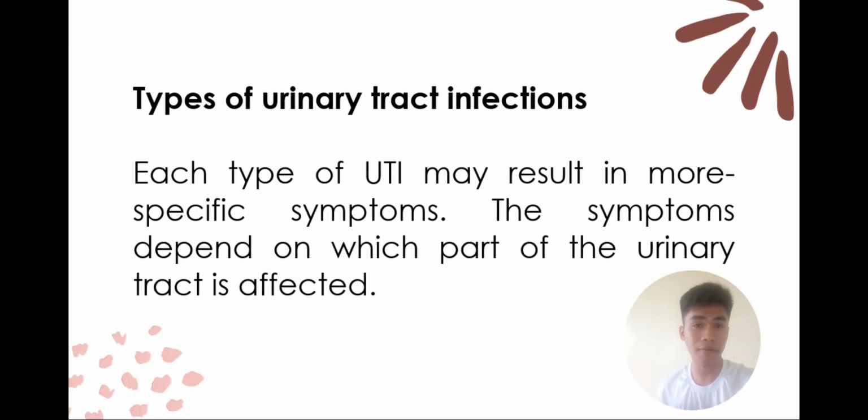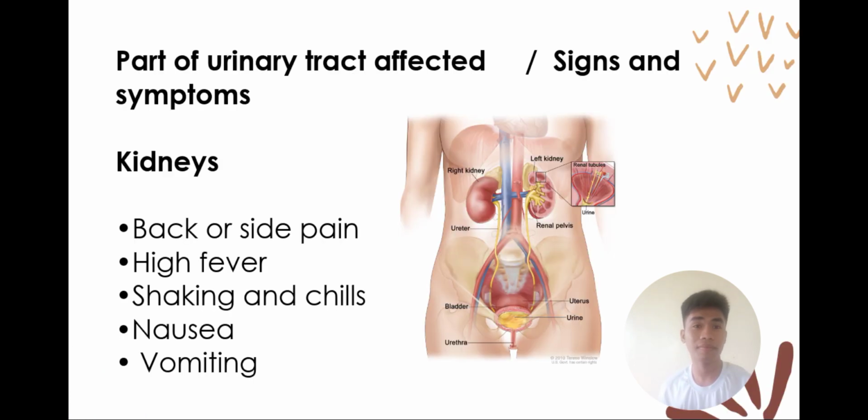So next we have the types of urinary tract infections. Well, each type of UTI may result in more specific symptoms. So the symptoms depend on which part of the urinary tract is affected. So as like naatay gitawag sa ato ang urinary tract, we have the upper urinary tract and the lower urinary tract. So each type of UTI na siya more specific symptoms from upper part o sa lower part. So nakadepende siya ang symptoms kung siya na affected. So it is the part of urinary tract affected and the signs of symptoms.